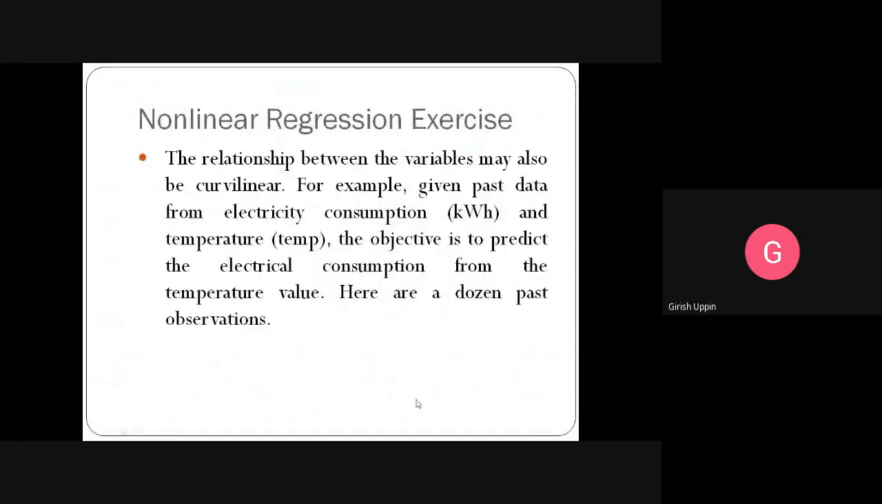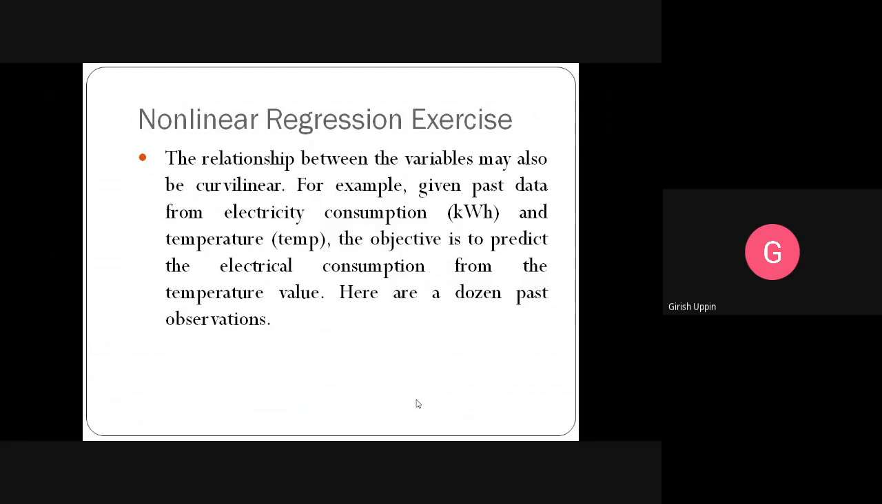Next, the nonlinear regression exercise. Always, the relation between the independent variables and the predicted variable will be either a linear relationship, or it could be some kind of non-linear relationship. If it is a non-linear relationship, then we need a non-linear curve that will best fit the given data points, so that we can do the correct prediction. The relationship between the variables may be curvilinear.